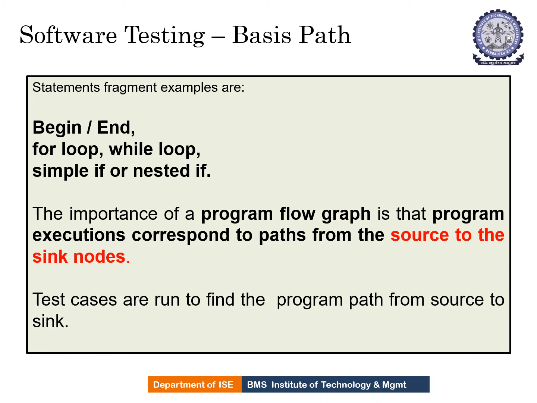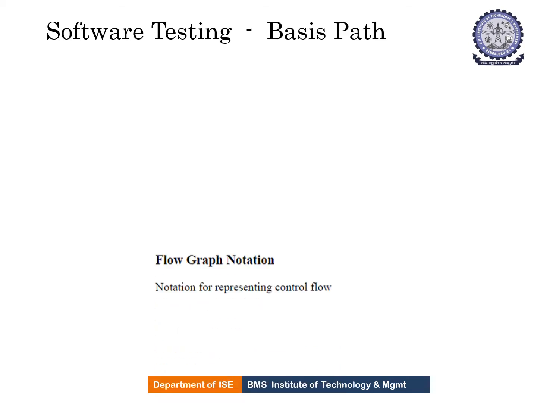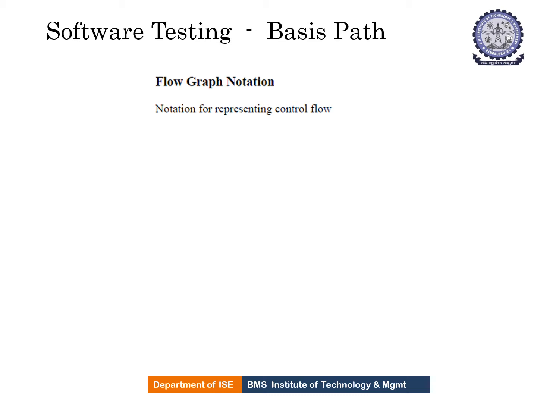Test cases are run to find the program path from source to sink. So if you find out the number of paths, we are going to run the test cases to find the valid paths from source to sink. Now let us try to understand flow graph notations. We are using a variety of notations. A few of them we'll see.